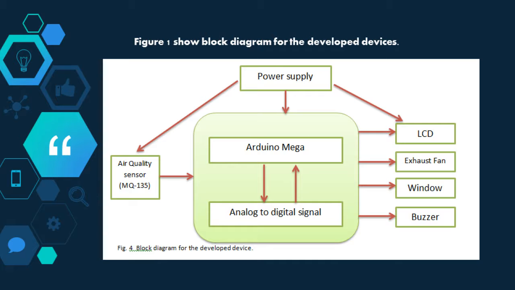Figure 1 shows the block diagram for the developed devices. From our previous preliminary design review, we decided to use the MQ135 air quality sensor in our air quality system. We have stated that our air quality control system will have 4 outputs: LCD, exhaust fan, window, and buzzer.